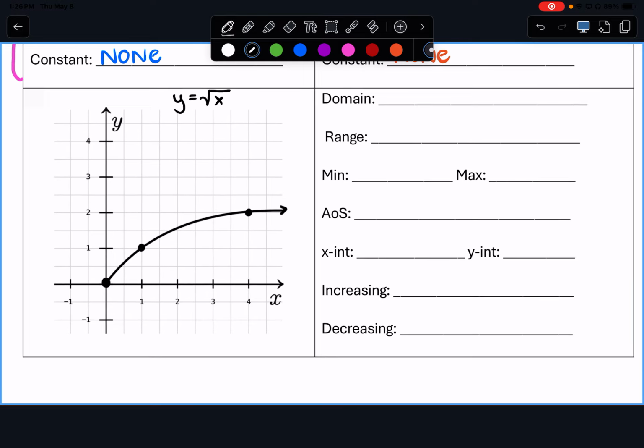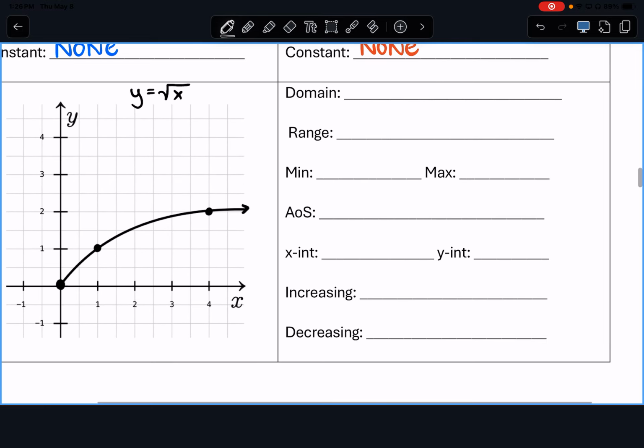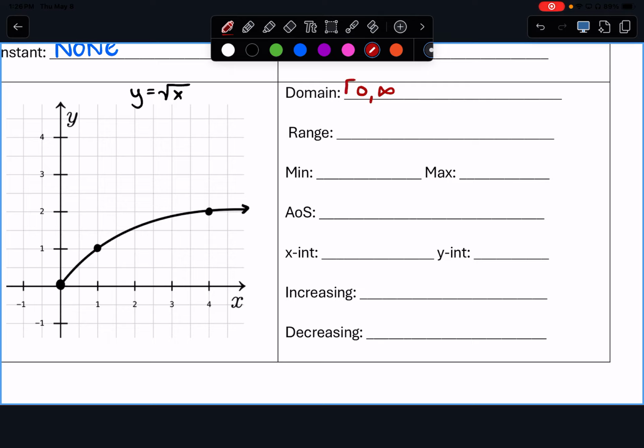So now, when we look at this, what is our domain? It's like a curve. What's the leftmost x value? 0 to infinity. And 0 is going to get a bracket.